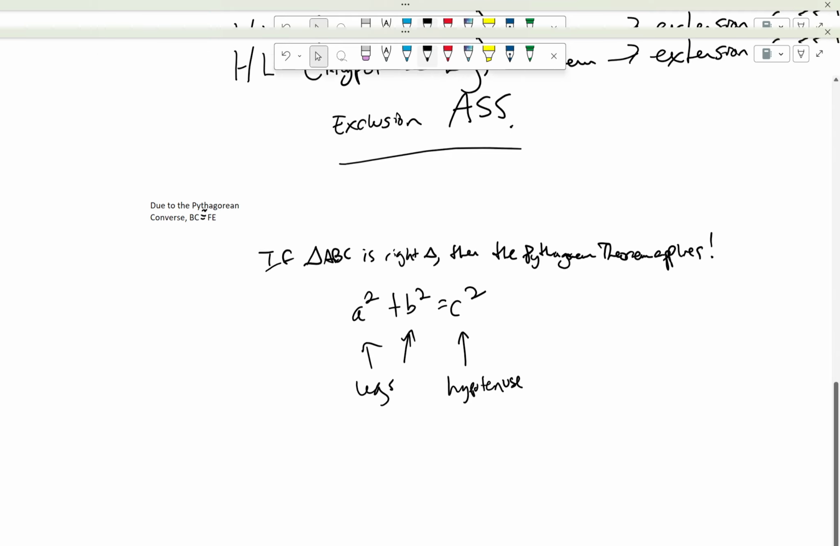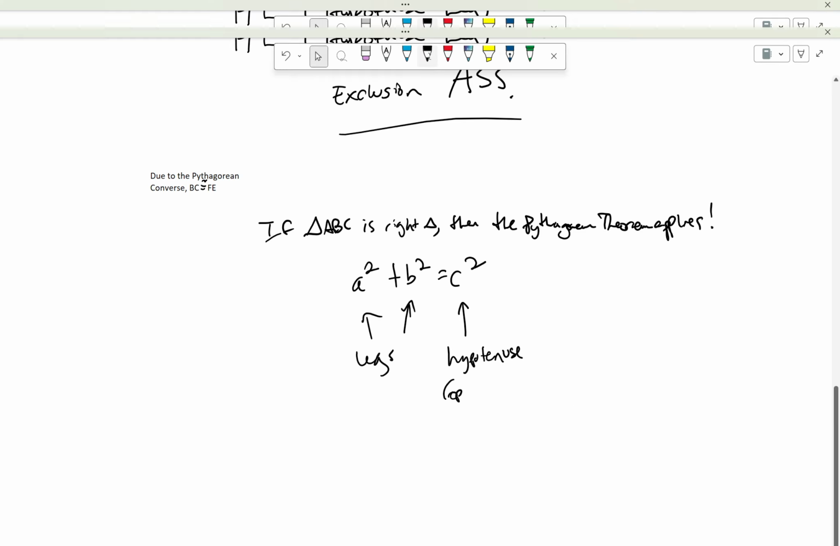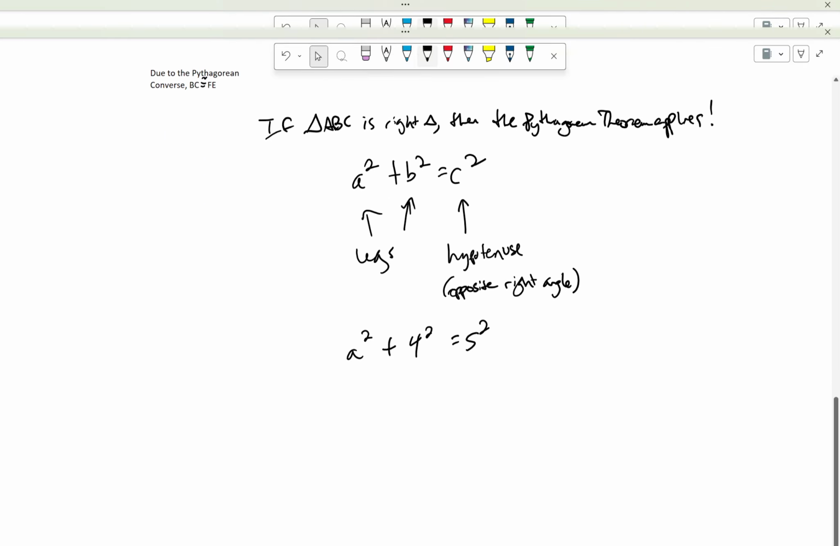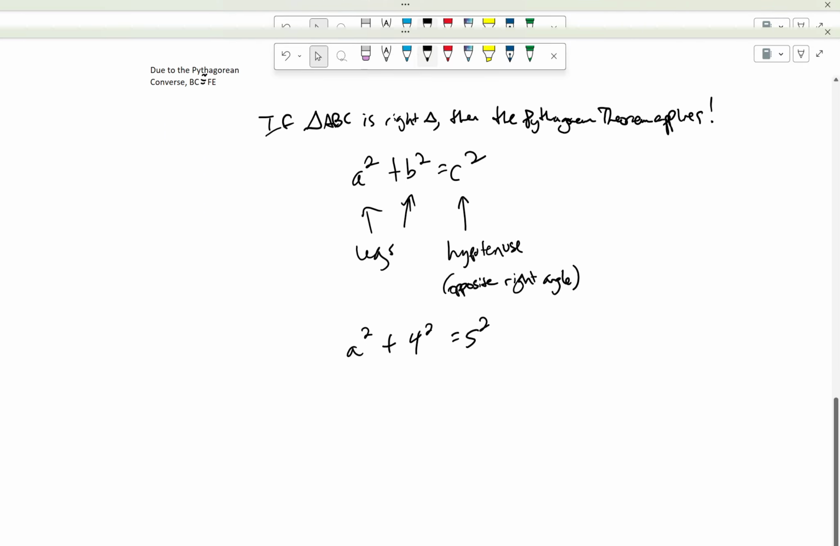It is opposite the right angle. All right, so it's this, for example. Let's just take, let's say, a squared plus 4 squared equal to 5 squared. What we're going to show here is that what this third side would have to be would have to work within the Pythagorean theorem.